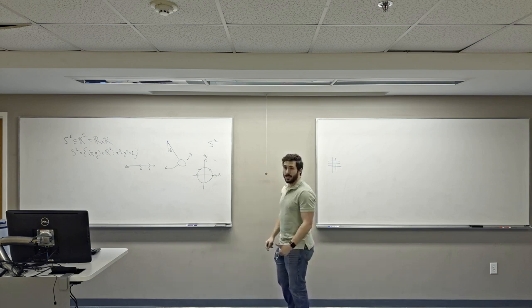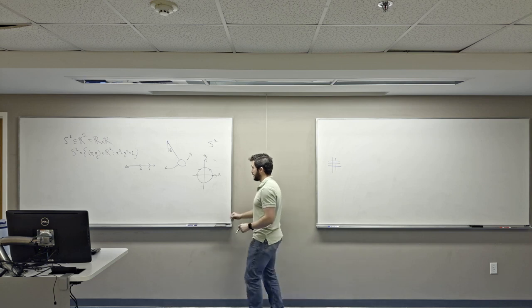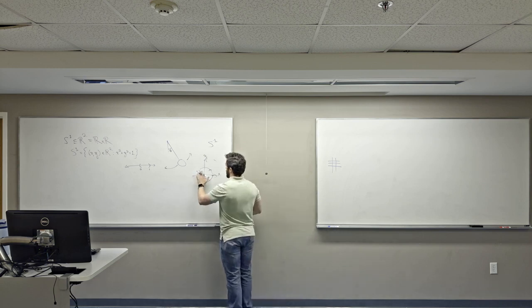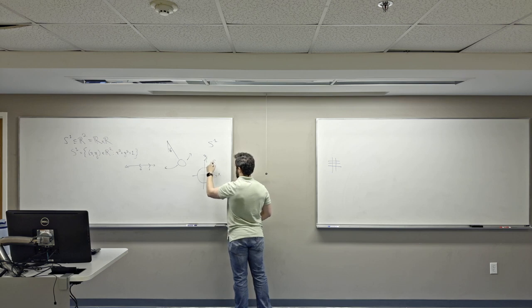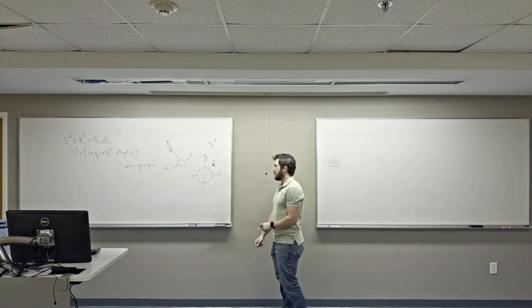Well, it turns out that the way I get this is by taking the subspace topology inherited from R2. So think about the open sets in R2. You have patches. Some of them might not touch the circle at all, right? Of course. You can have them far away.